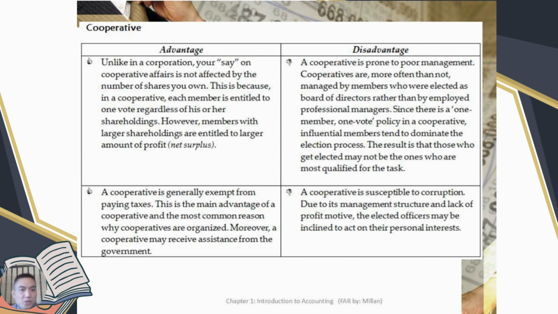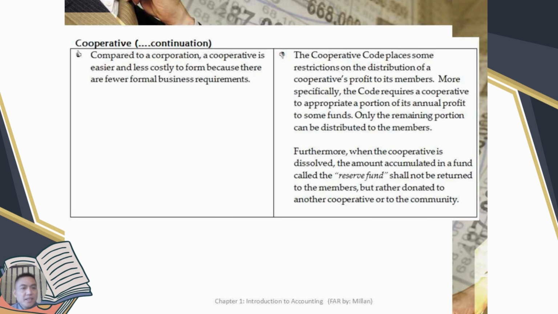For the advantages, unlike in a corporation, your say on cooperative affairs is not affected by the number of shares you own. This is because in a cooperative, each member is entitled to one vote regardless of his or her shareholdings. However, members with large shareholdings are entitled to a larger amount of profit. A cooperative is generally exempt from paying taxes. This is the main advantage of a cooperative and the most common reason why cooperatives are organized. Moreover, a cooperative may receive assistance from the government.